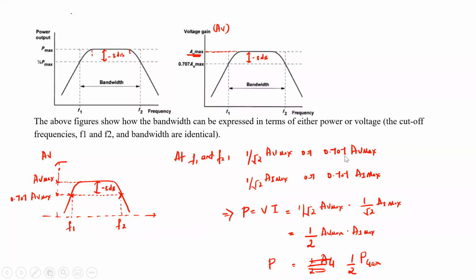At F1 and F2, it is 0.707 times for voltage gain and 0.707 times for current gain, and power is voltage into current. So at F1 and F2, power would be 1 by root 2 times AV max and 1 by root 2 times AI max, which gives half the power. So for power it is a 50% reduction, and for voltage it is 70.7% of the maximum. Is this understood now, everybody?